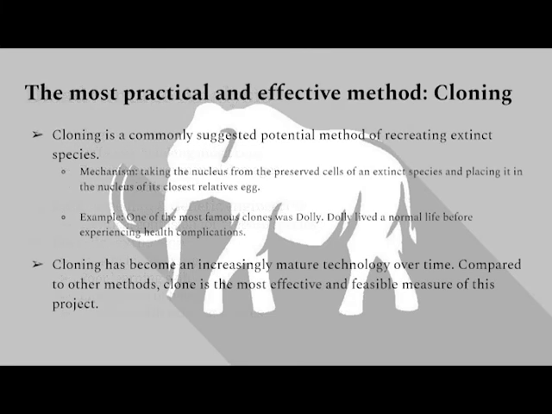As for operations, firstly, we will choose the best method to reborn mammals. For this process, cloning is a commonly suggested potential method of recreating extinct species. It takes the nucleus from the preserved cells of an extinct species and places it in the nucleus of its closest relative's egg. In this case, we will choose elephants as carriers. One of the most famous clones was Dolly. Thus, compared to other methods, cloning is the most effective and feasible measure for this project.